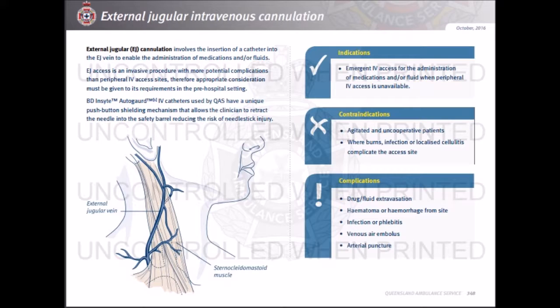Complications can include drug or fluid extravasation, hematoma or hemorrhage from the site of cannulation, infection or phlebitis, introduction of a venous air embolus, and arterial puncture, which is quite significant in EJ cannulation given the proximity to the carotid arteries underlying the sternocleidomastoid muscle.